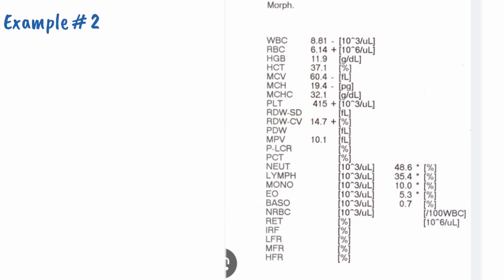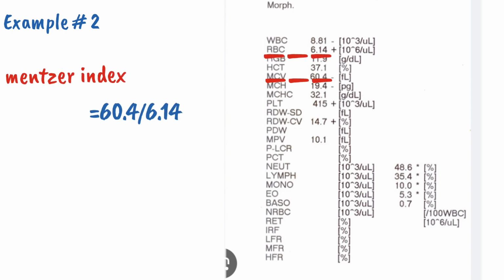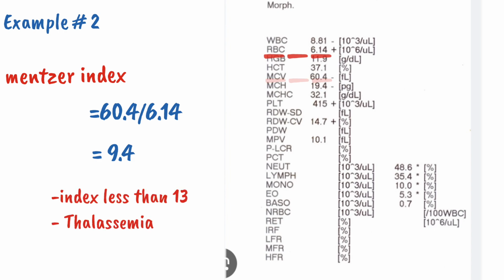Now come to the second example. You can see another CBC report of a patient. In this CBC report, the MCV is 60.4 while the RBC count is 6.14. To calculate the Mentzer index, we divide 60.4 by 6.14, and the result we obtain is 9.4. So 9.4 is less than 13. So according to the Mentzer index, if the index is less than 13, it is thalassemia. So this patient has thalassemia.